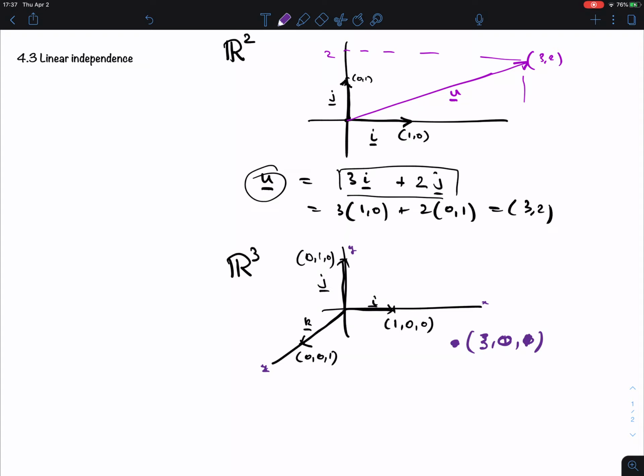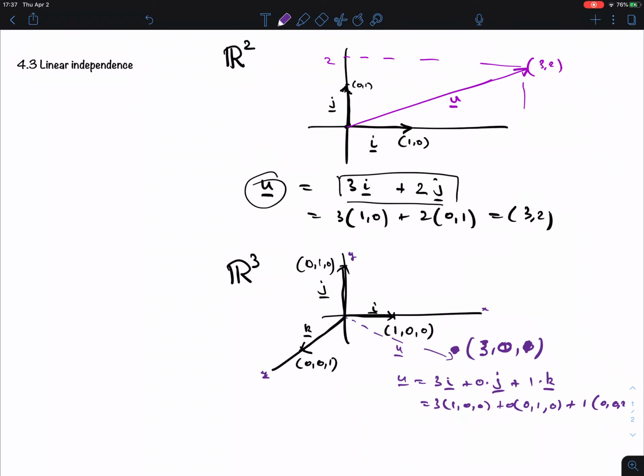Well, how can I write this vector? So this is this vector, right? So how can I write this? Well, let's call this U. U is 3 times this one, plus 0 times that one, plus 1 times the last one. Exactly as before, right? Because if you work this out, this is 3 times 1, 0, 0, plus 0 times 0, 1, 0, plus 1 times 0, 0, 1. That's exactly what U is. Okay.